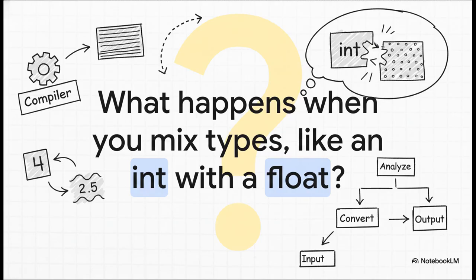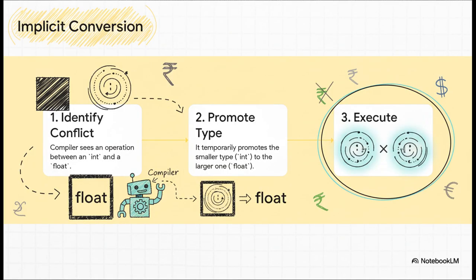If we go back to our original line of code, let's say x is an integer, but we're multiplying it by 2.5, which is a floating point number. Those are two different data types. So how does the compiler handle a mismatch like that? Well, it does something really clever called implicit type conversion. Honestly, the best way to think about it is with money. You can't just do a transaction with both rupees and dollars at the same time, right? You have to convert one of them first.